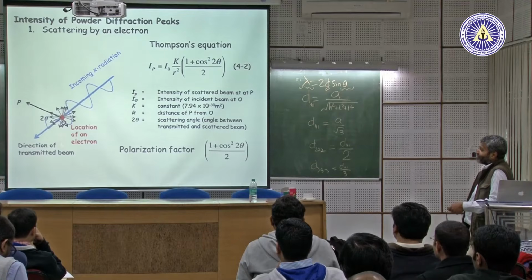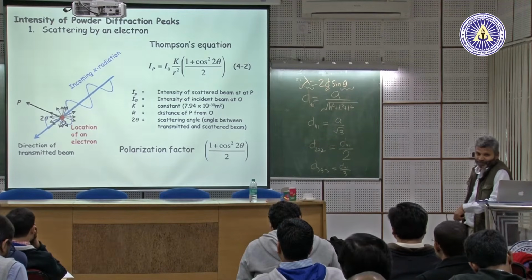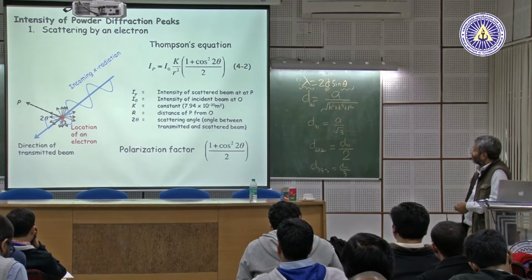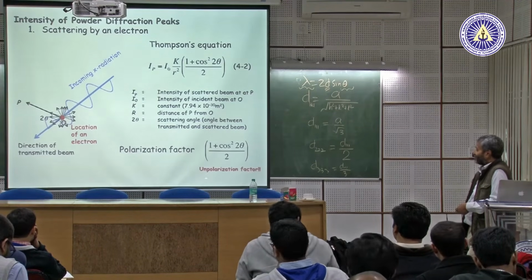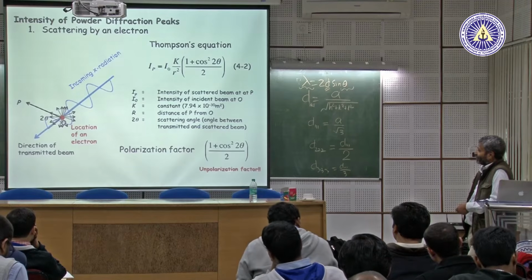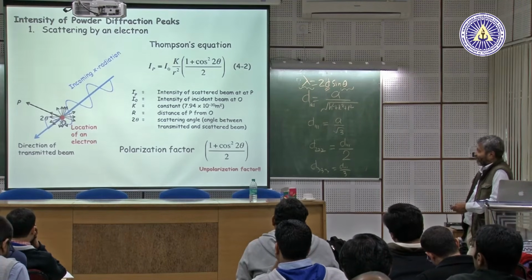But in this derivation, it was assumed that the incoming beam is unpolarized. So, again there is a misnomer. In some sense it should have been an unpolarization factor, because this factor comes from assuming that the incoming X-ray radiation is unpolarized.